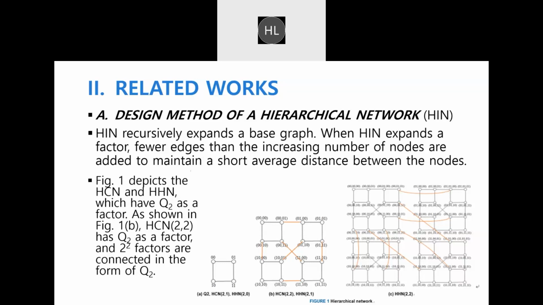In figure 1, it depicts the HCN and HHN, which have the Q2 as a factor. And also, as shown in figure 1b, HCN 2,2 has Q2 as a factor, and 2 times 2 factors are connected into the form of Q2.